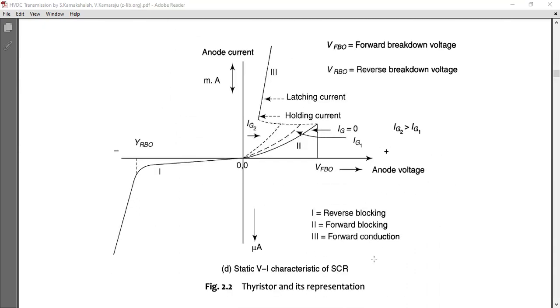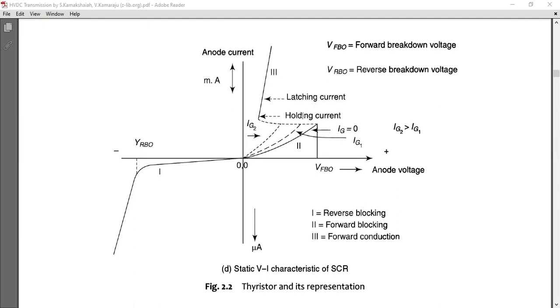See here, these are the different VI characteristics of the SCR. This is the VFBO, the forward breakdown voltage, and this is the reverse breakdown voltage. So the SCR has a forward breakdown voltage and a reverse breakdown voltage. These are the holding current and latching current. I think you are familiar with the SCR from previous sections.